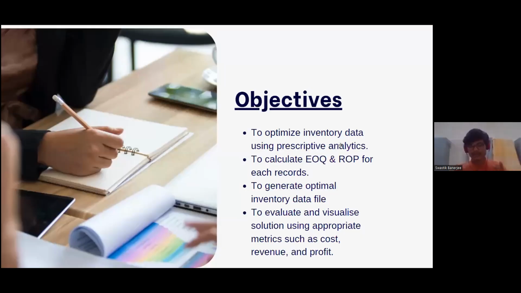So our main objective is to optimize the inventory data using prescriptive analytics, as I told before. And how do we do that? We calculate the EOQ and the ROP values, which will be coming later in our discussion. These two values are instrumental in determining the optimal inventory data file that we generate. And after we generate the optimal inventory data file, we evaluate and visualize the solution using appropriate metrics.